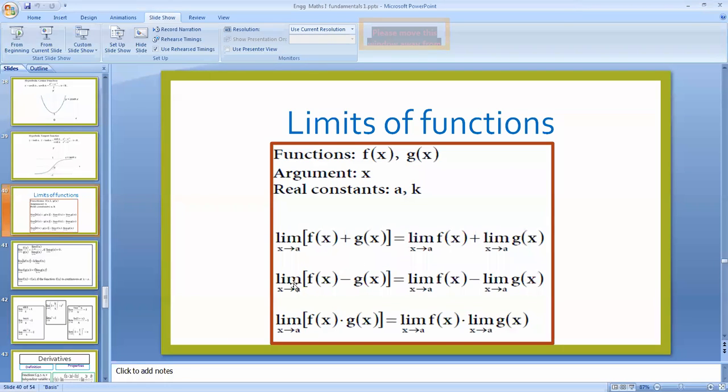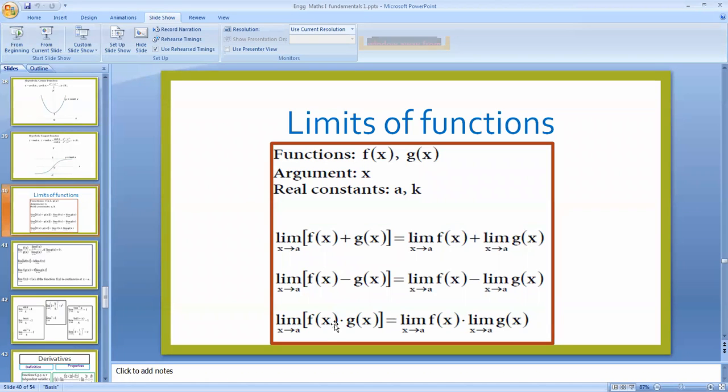In a similar way, to apply the limit to a subtraction of functions, limit of f of x minus g of x as x tends to a is limit of f of x as x tends to a minus limit of g of x as x tends to a. Means the limit of a subtraction is nothing but the subtraction of their limits.